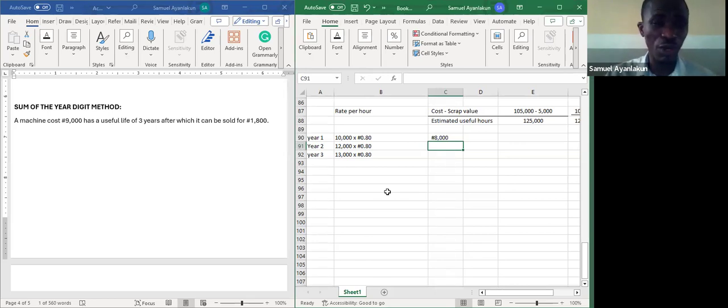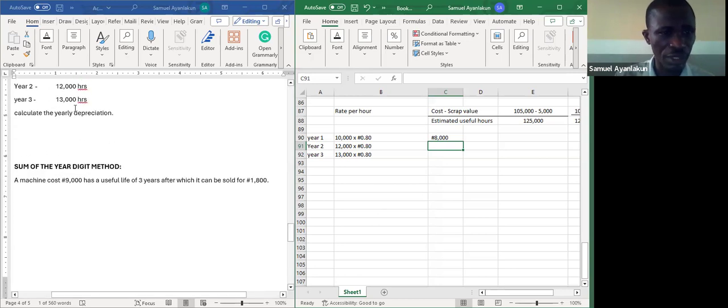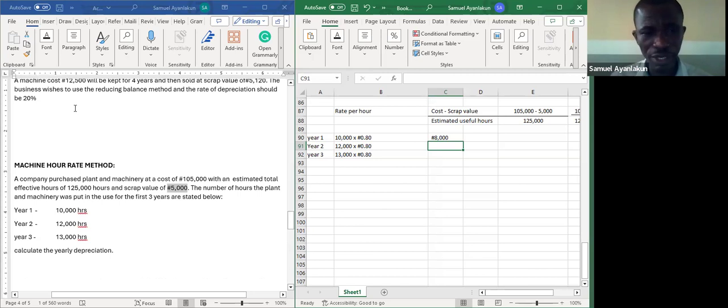So that is the amount of depreciation for year one. When you are recording it in year one, in your profit and loss account, you put this depreciation under expenses, 8,000 naira. But in your balance sheet, it will be the difference between the cost, 105, minus 8,000 naira, at the end of year one. This is now the value of the machine.